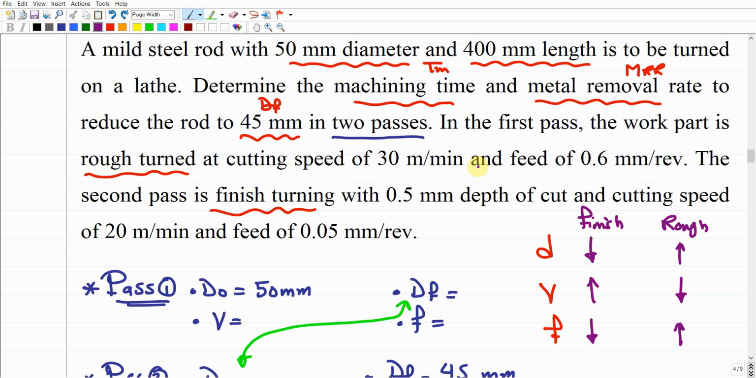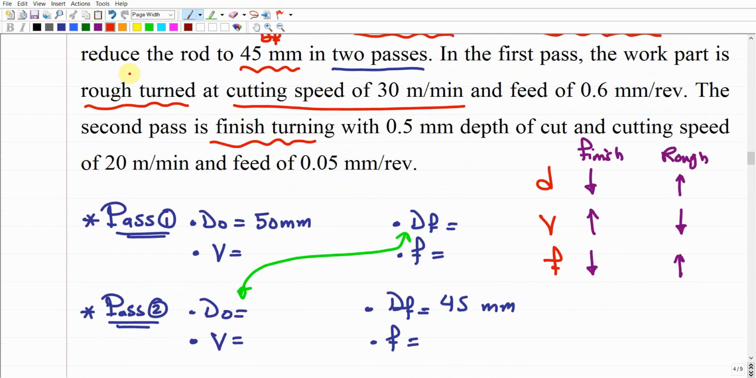So in the first part, or the first pass, the work part is rough turned at a speed. So this is the cutting speed. Here we are talking about the first pass. The cutting speed in the first pass was given to us as 30 meter per minute. And the feed, millimeter per revolution, was given as 0.6 millimeter per revolution. This is in the rough cut.